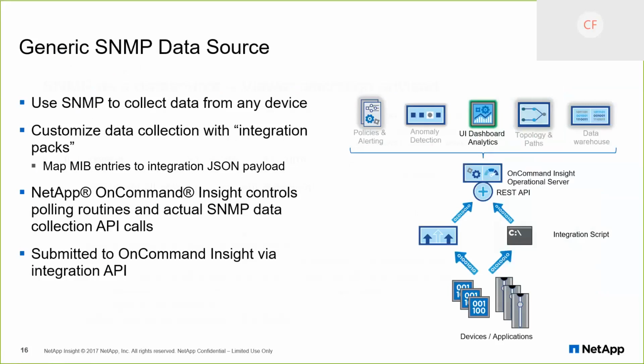Yes. This is just a stock diagram that they have. So what happens? We pull using the SNMP stack. We run that through an integration pack, which is the MIB mapping and the JSON payload. The JSON payload takes the MIB entries and makes them understandable to the NetApp API. It takes that data and submits it to the integration API. So that's basically how it works.